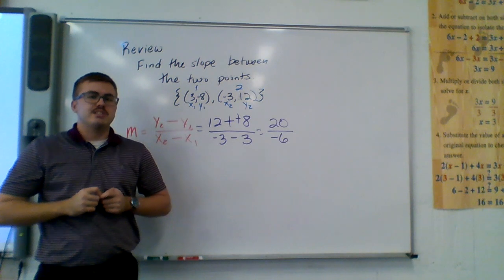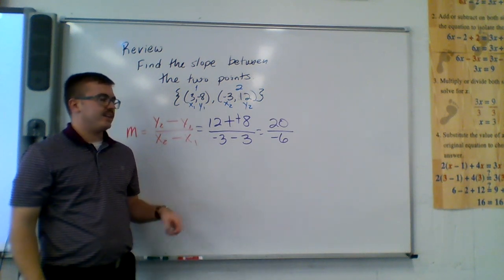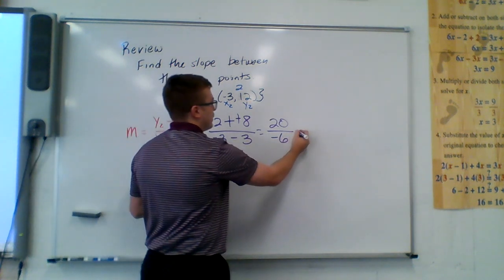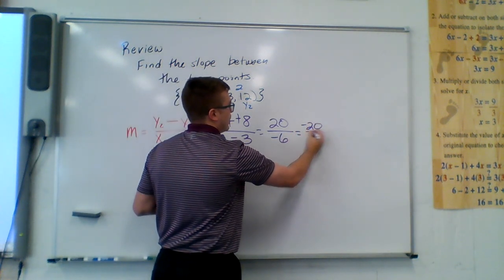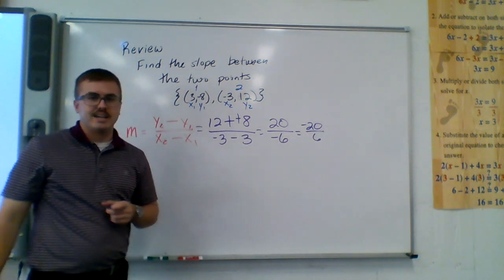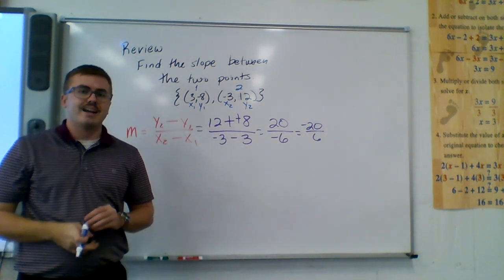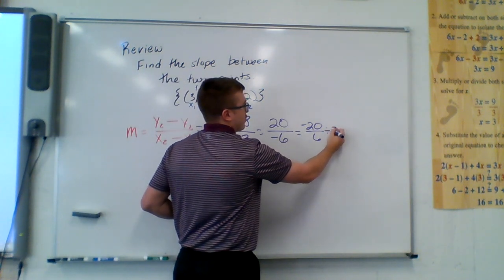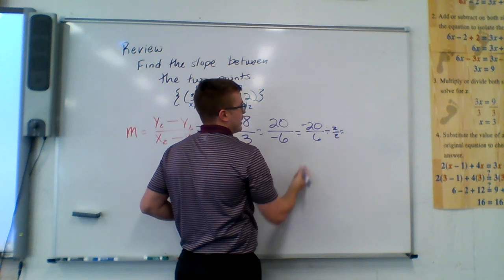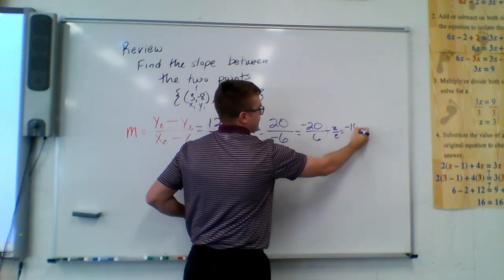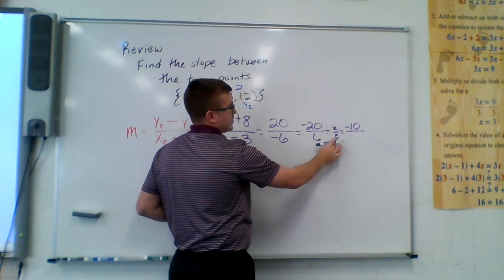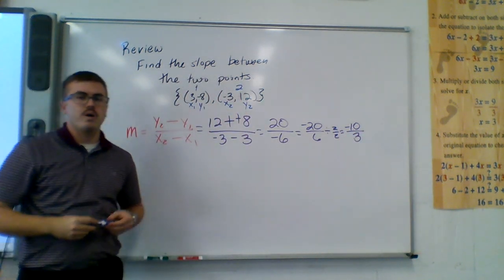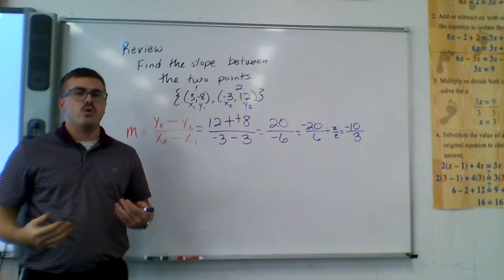When we're looking at slope and we get a fraction with a negative, what I want you to get in the habit of is floating that negative up to the top. So now I've got -20 over 6. Last thing I gotta do is just reduce that as a fraction. The top and the bottom are both divisible by 2. -20 divided by 2, that's -10. 6 divided by 2, that gives me 3. So my slope for this one is -10 over 3.